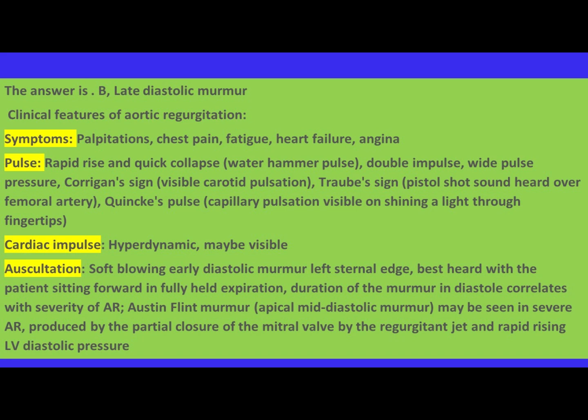Cardiac impulse: hyperdynamic, may be visible. Auscultation: soft blowing early diastolic murmur at the left sternal edge, best heard with the patient sitting forward in fully held expiration. Duration of the murmur in diastole correlates with severity of AR. Austin Flint murmur: apical mid-diastolic murmur may be seen in severe AR, produced by the partial closure of the mitral valve by the regurgitant jet and rapid rising LV diastolic pressure.